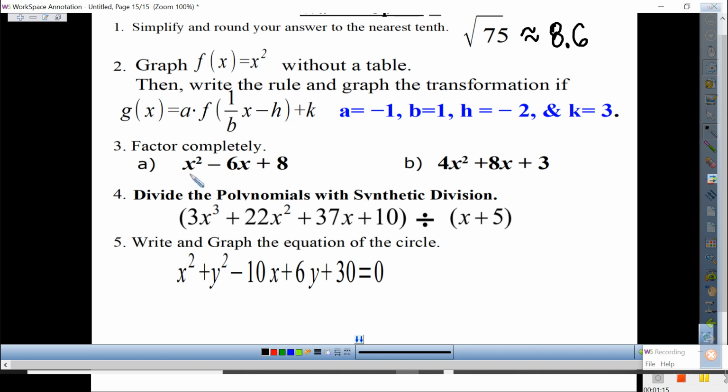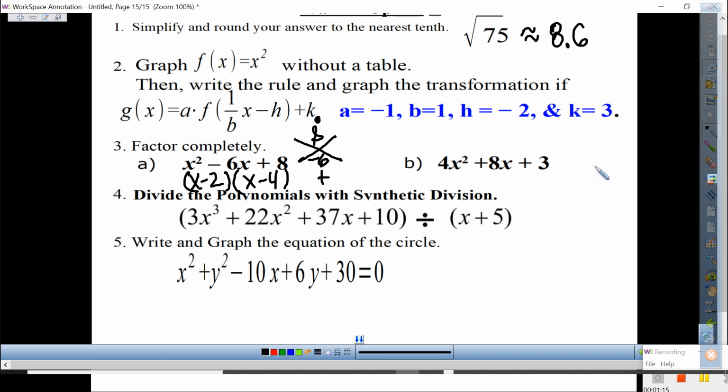Factor completely. Philip, what'd you get for number 3A? I got x minus 2 and x minus 4. They're both multiplying. Have you got that? That is correct. How do you get there? 8, -6. Two numbers that multiply to give us +8, but when you add them, give us -6. That was -2 and -4. And there you go.